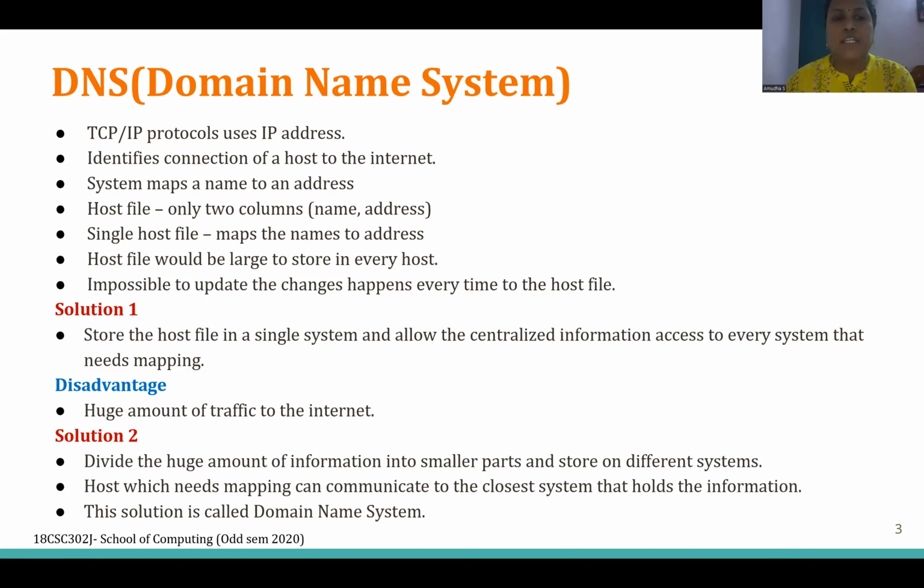In the OSI networking layer, there are several protocols available: TCP/IP, UDP, SNMP, ICMP, and all. The TCP/IP protocol uses IP addresses mainly for addressing a particular PC in the internet, which is used to identify the connection of a host to the internet. So we need a mechanism which maps a name to an IP address. Each entry has two columns, the particular machine name and the address, which is used to uniquely identify a particular system in the internet.